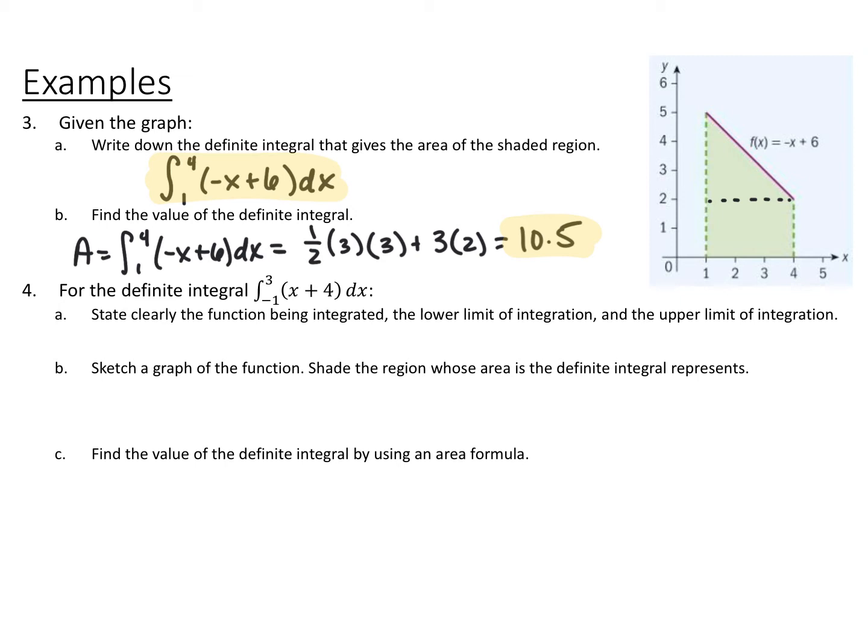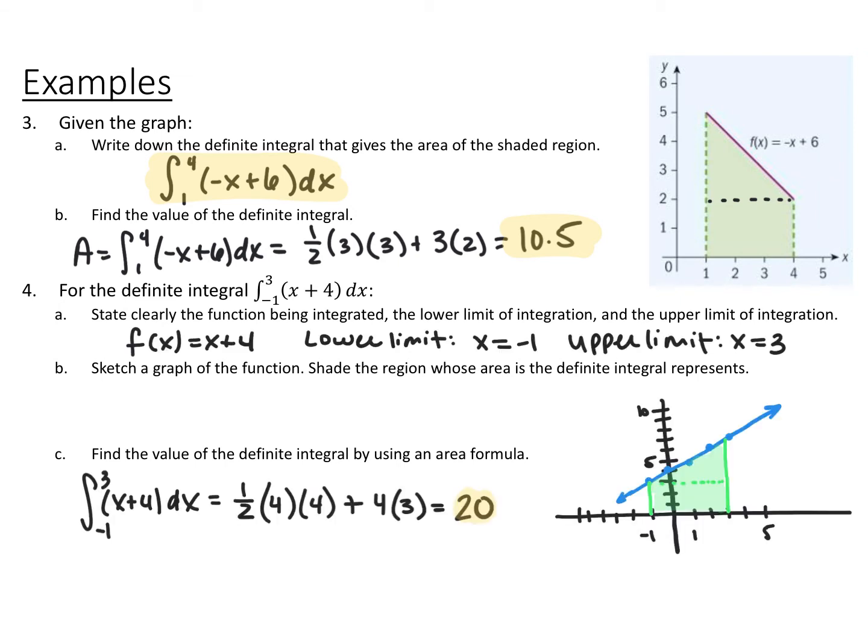For number 4, we have the definite integral of -1 to 3 of x plus 4 dx. For part A, we want to state the function that's being integrated, the lower limit and the upper limit of integration. Then for part B, we want to sketch a graph of the function and shade the region that the definite integral represents, and then use area formulas to help you find the definite integral. So go ahead and pause the video and do number 4.